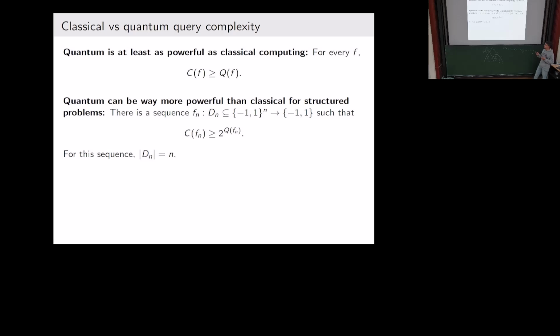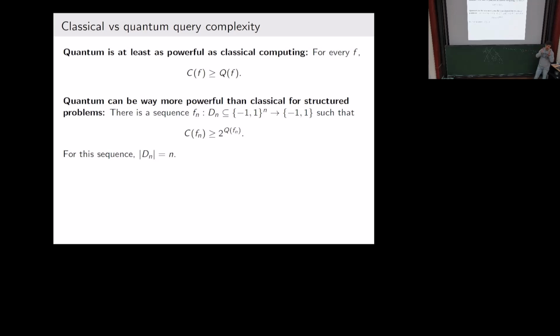And we know one. We know an example of a very structured sequence of Boolean functions such that the classical and quantum query complexities are very different. What do I mean by structure? I mean that the domain of the function is very small with respect to the size of the Boolean cube. Why is that a structure? Because when an algorithm gets an input, it knows that the input is going to be an element of the cube, but also an element of the domain.